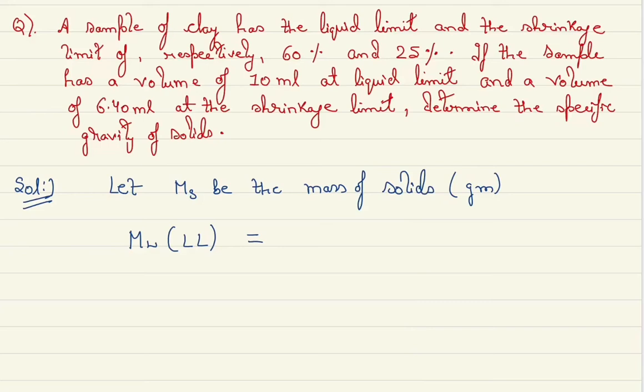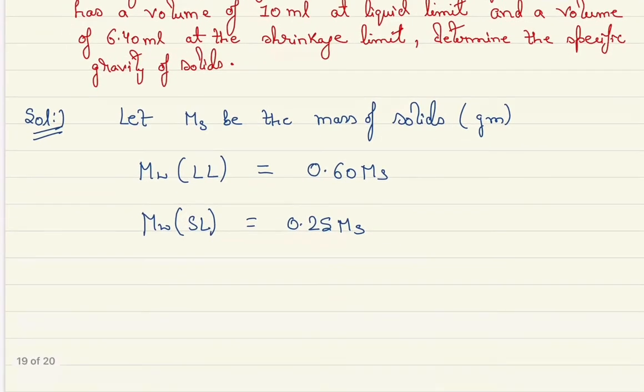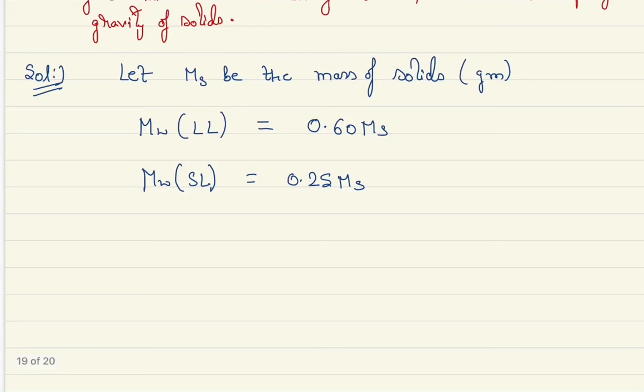What is the mass of water at liquid limit? It will be equal to 0.60 ms. Okay, and what is the mass of water at shrinkage limit? In the same manner we can say it is 0.25 ms. Okay, now can you tell me what is the mass of water lost between the liquid limit and shrinkage limit?